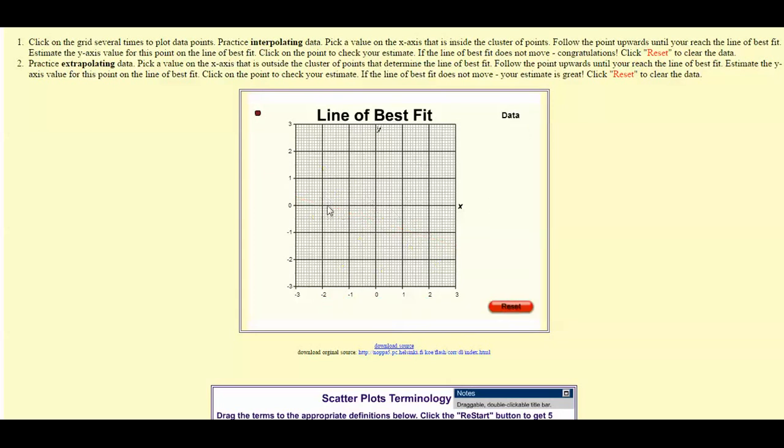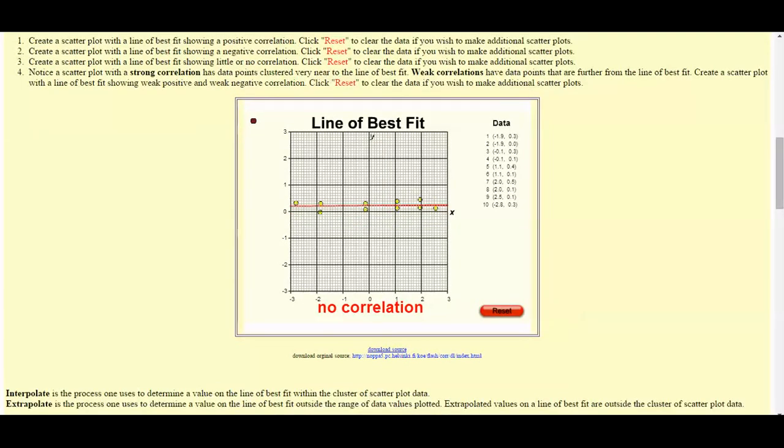And if the dots don't rise or fall from left to right, then it's no correlation, if the line is flat like this. And so if you have a positive correlation or a negative correlation, then the strength of the correlation depends on how far the dots are from the line.